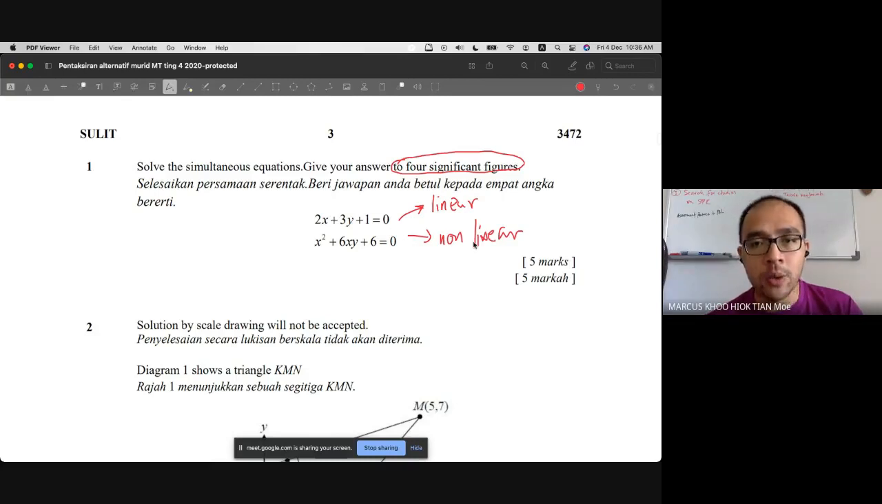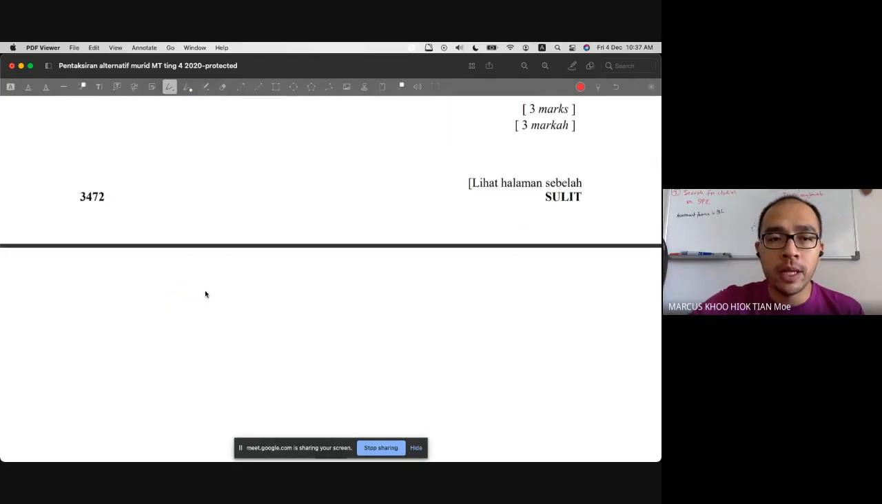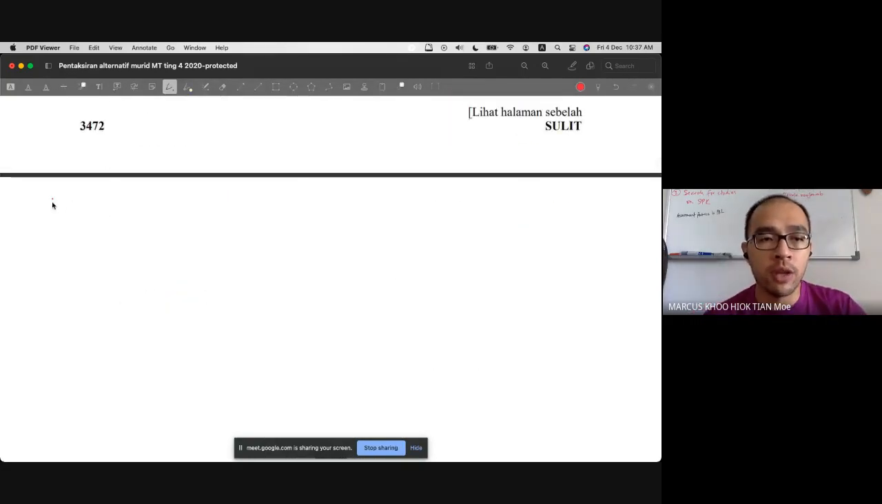A non-linear equation is bila kamu nampak kuasa 2, atau bila kamu nampak x, y macam ni, dia bergabung. Okay, in the same term. Or another one is kalau kamu nampak, let's say for example 6 over x. This is a non-linear equation. So dia melibatkan bahagi. Okay, so it's good for us to identify the linear and the non-linear equation lah. Okay, so if you have not done simultaneous equations for a long time, so we remember first lah.